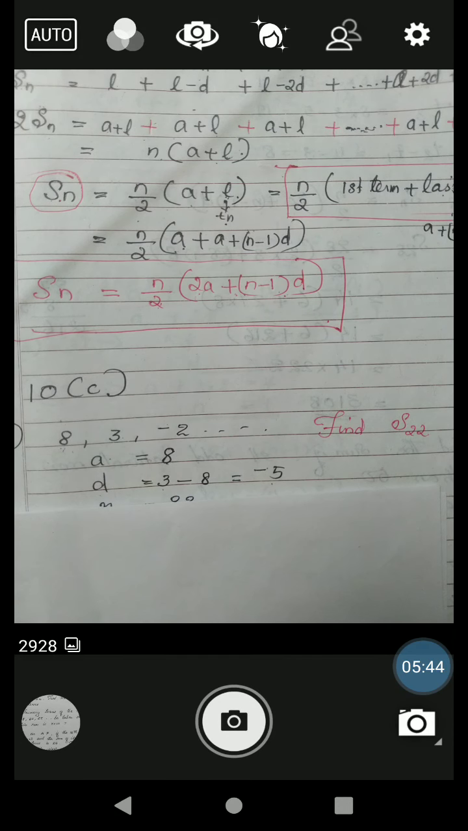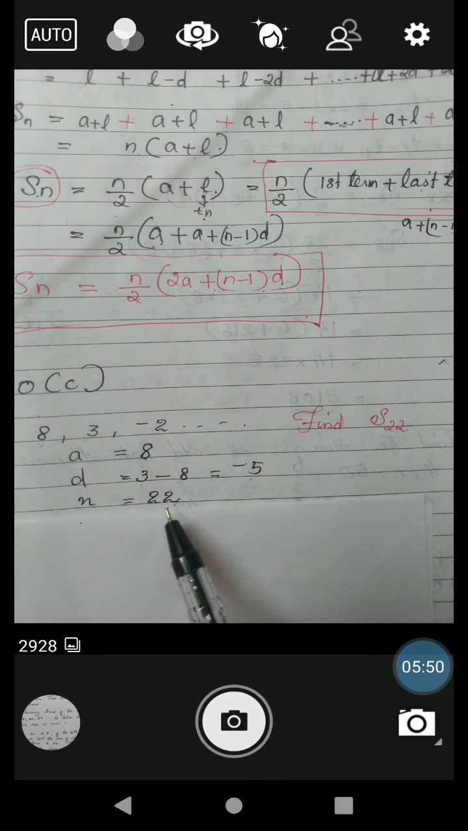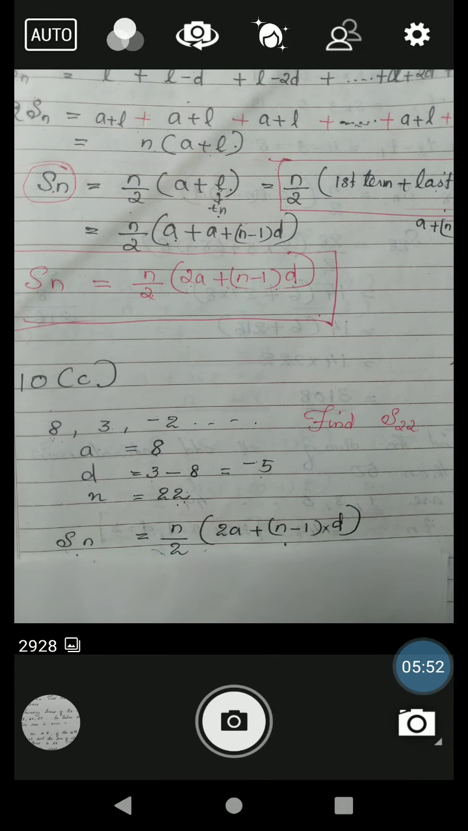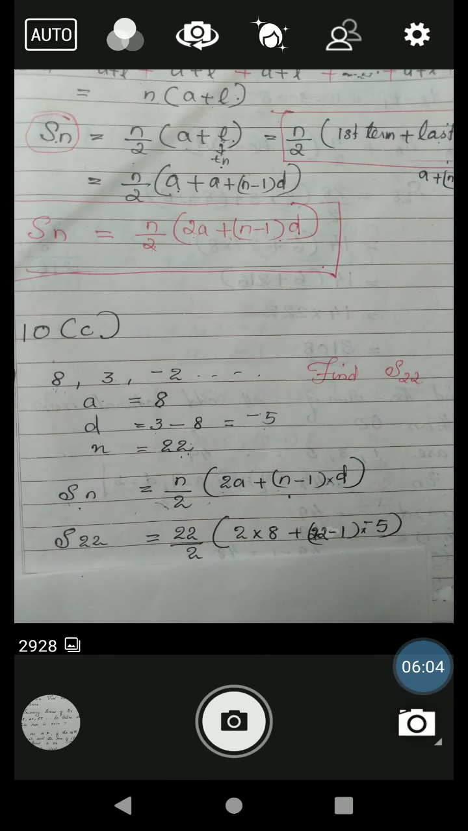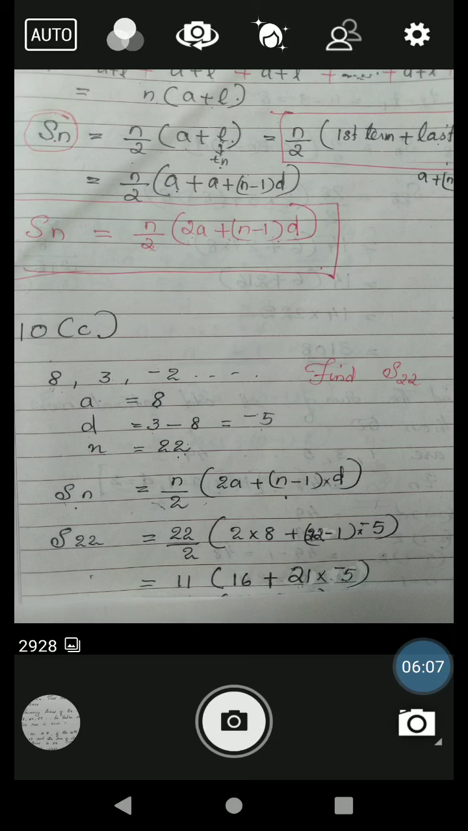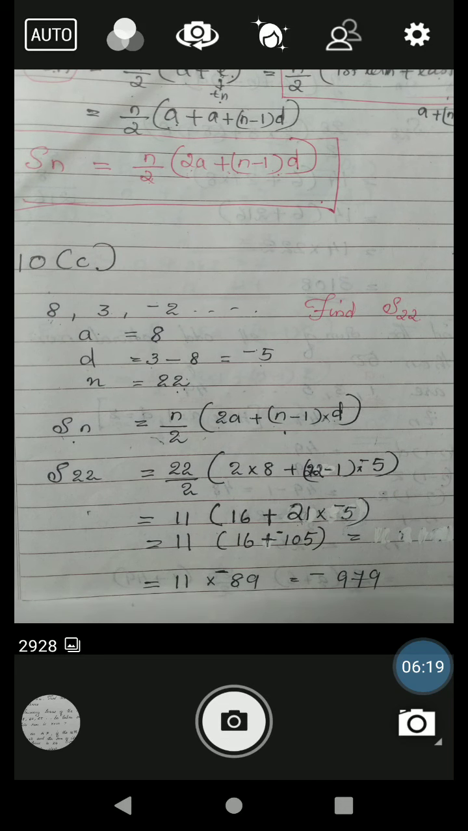What is to be found out? That is S22, the number of terms is 22. Sum of 22 terms. So you can write Sn is equal to, write the formula, n by 2 into 2a plus n minus 1 into d. Substitute values and simplify: 22 by 2 into 2 into 8 plus 22 minus 1 into minus 5. When you simplify, you will get the result as 11 into minus 89, which is equal to minus 979.